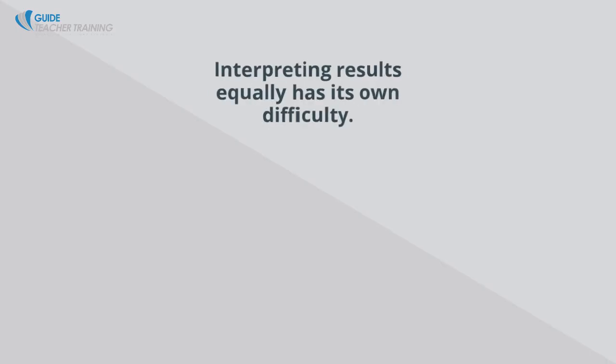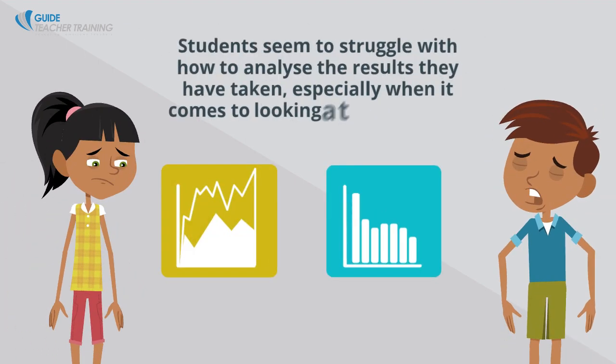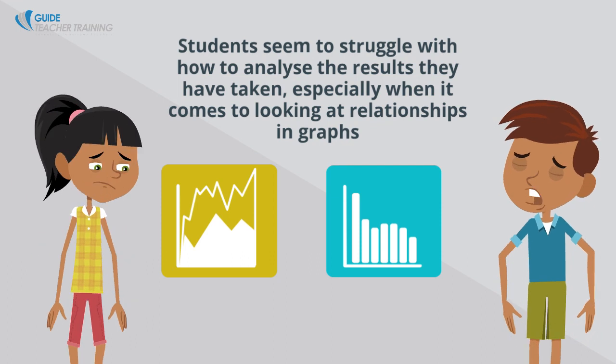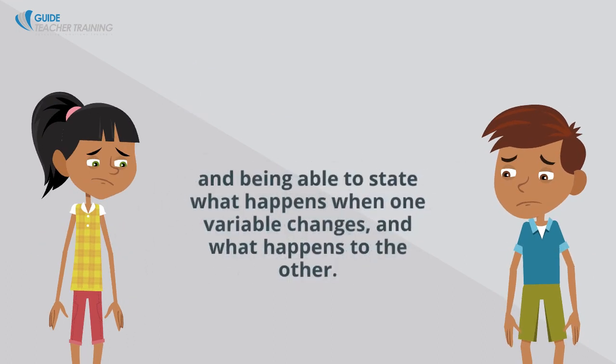Interpreting results equally has its own difficulty. Students seem to struggle with how to analyse the results they've taken, especially when it comes to looking at relationships in graphs and being able to state what happens when one variable changes and what happens to the other.